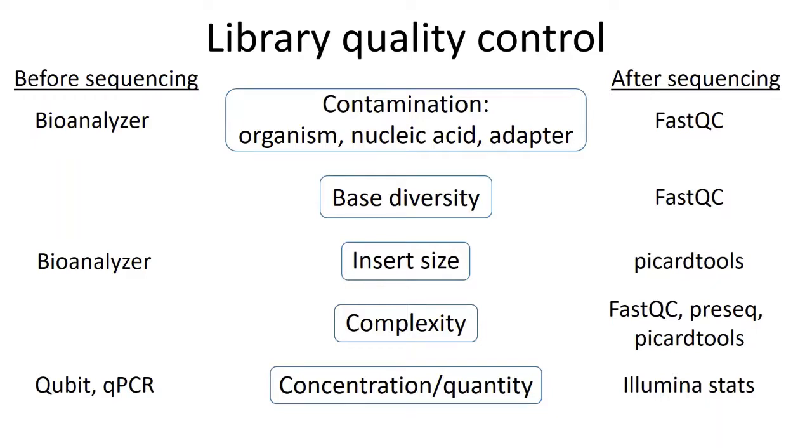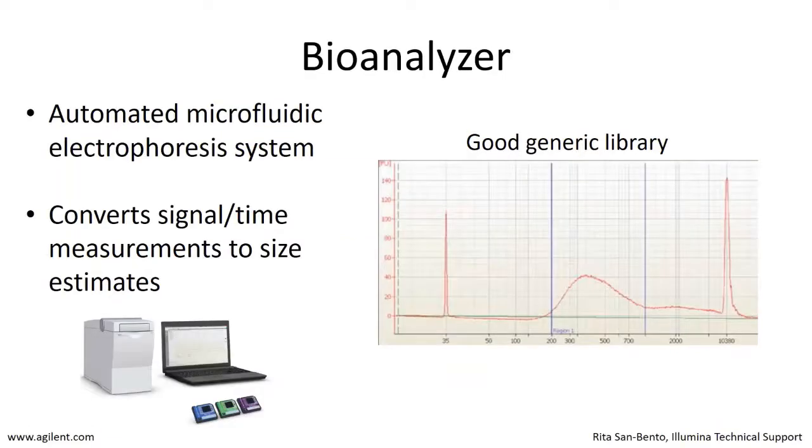After sequencing, you can actually look at the luminostats and the clustering density that comes out from the sequencing run. I want to talk a little bit about the bioanalyzer, which is one type of automated microfluidic or electrophoresis system. There's other types of electrophoresis systems out there that do something a little similar, but this is one that we've specifically used in our core. And what this does is it's a real-time gel electrophoresis, so you can see signal for the double-stranded DNA that you're getting in your library, and the instrument can convert that signal over time measurements to size estimates.